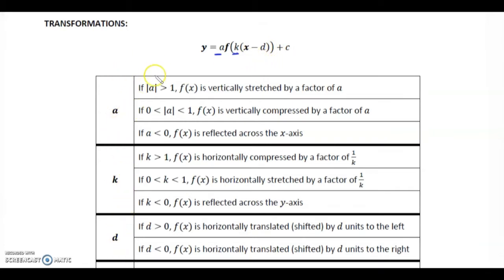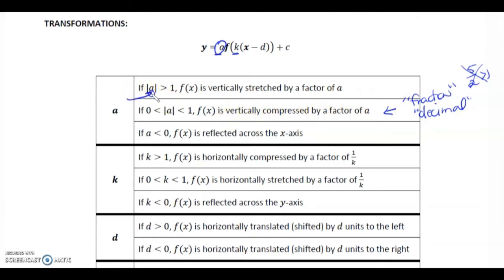Okay, so if the absolute value of a is greater than 1, so this position here in front of the function, what this means is it's a vertical stretch by a factor of a. And now if the absolute value is between 0 and 1, so I like to sometimes call this a fraction or a decimal, but just remember a fraction may actually be, let's say, 5/2, which is greater than 1. So it wouldn't be that case. It would just be the case where it's like a fraction of 1. Okay, and then that's vertically compressed by a factor of a.